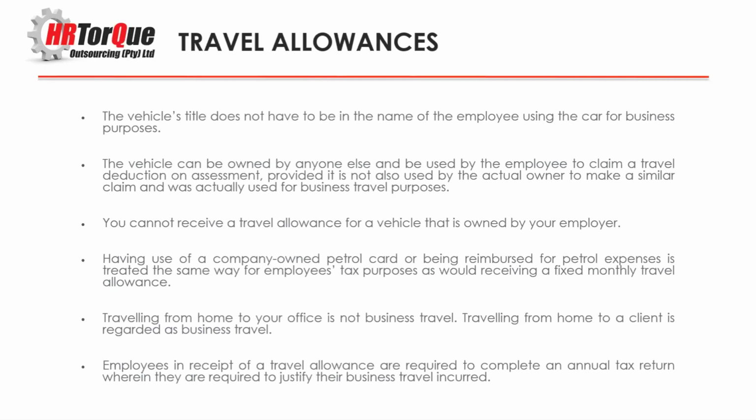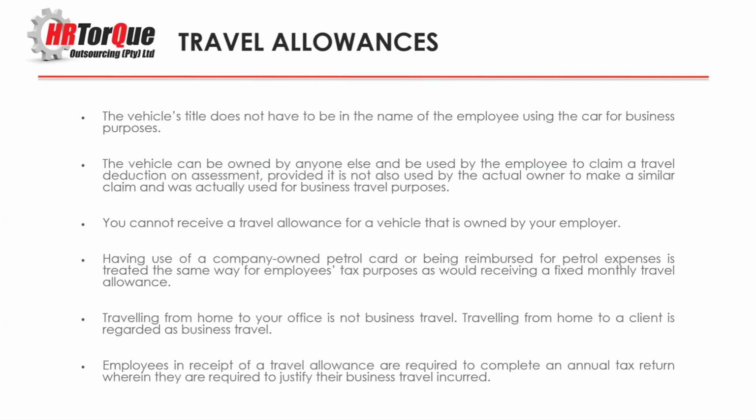You cannot receive a travel allowance for a vehicle that is owned by your employer. That obviously makes sense because that would then be a company car. Having use of a company-owned petrol card or being reimbursed for petrol expenses is treated the same way for employees' tax as a fixed monthly travel allowance. So what a lot of employers forget is that if they're providing that petrol card, every month the value spent on that petrol card is added to the fixed travel allowance and taxed as a travel allowance.